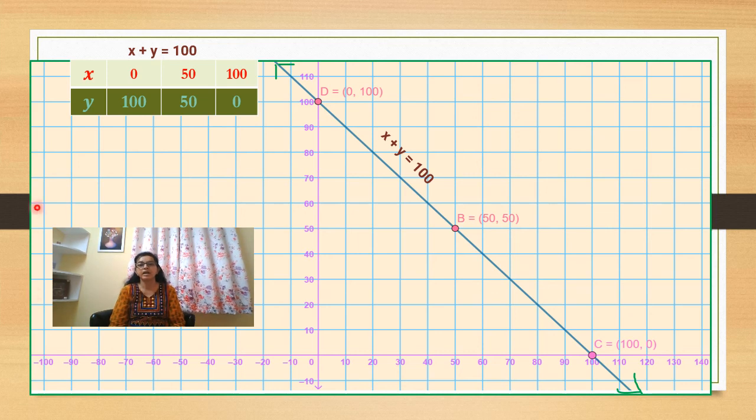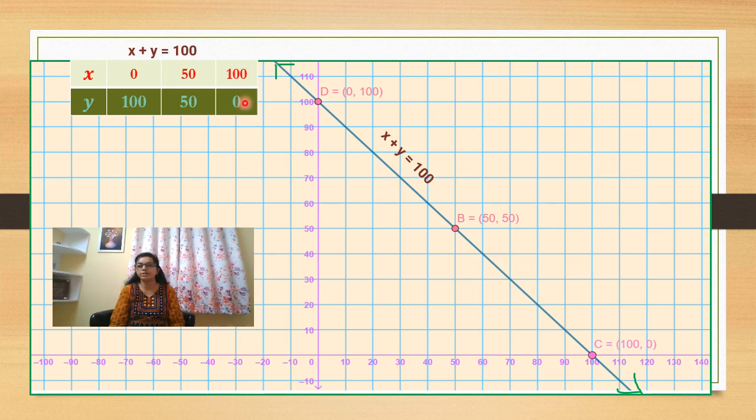Now, here we are having the table with three columns, and we have taken three random values of x for which we get the values of y. What is the condition? X plus y is equal to 100. Now, first we take 0, then we get 100. In the second column, you can see I have taken the value of x is equal to 50. If Yamin is contributing 50 rupees, then Fatima will also contribute 50 rupees. So 50 and 50. And third, Yamin is contributing the whole entire sum 100 rupees, then Fatima will contribute 0 rupees.